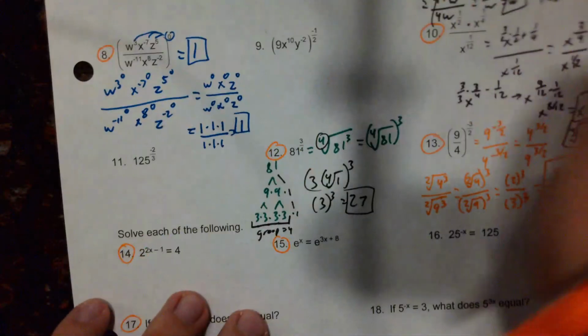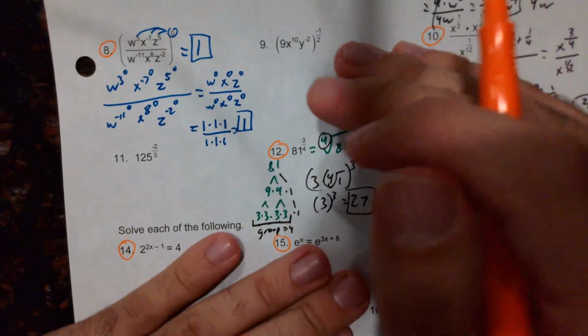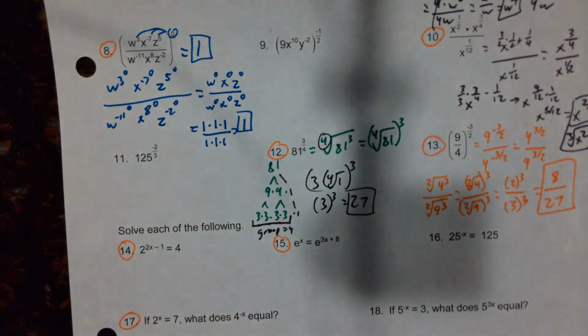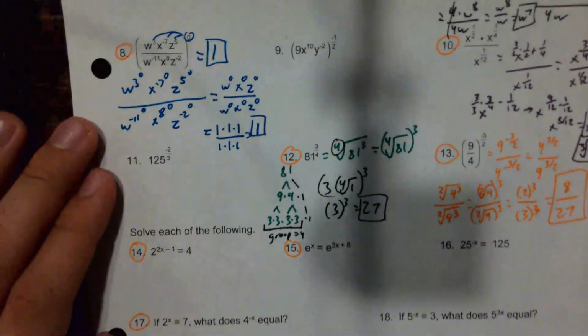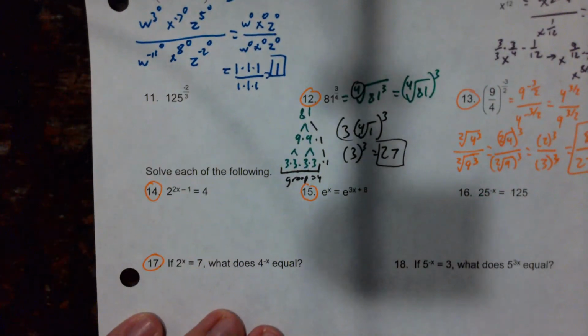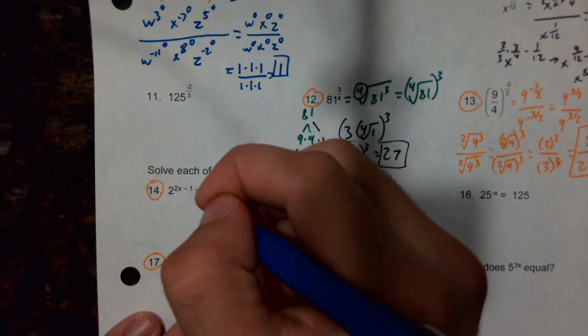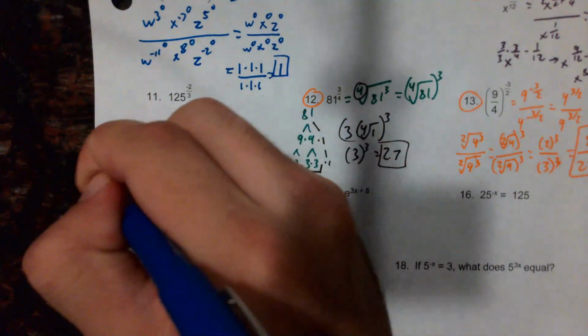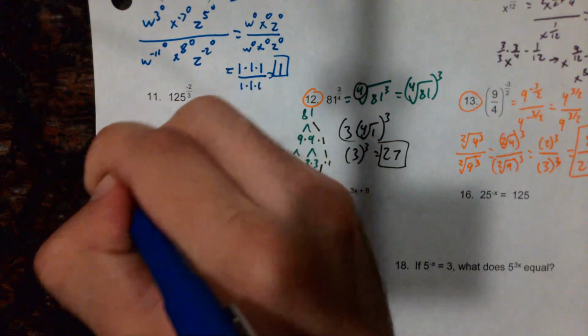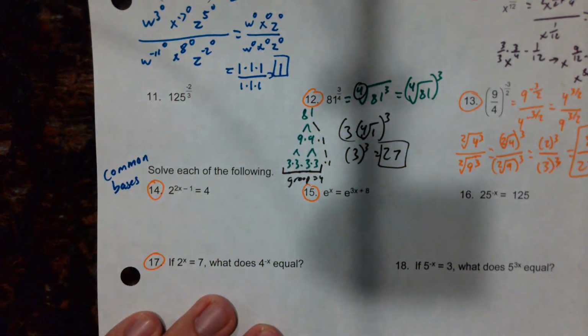So those are just simplifying expressions, right? Nothing with equal signs, so it's just simplifying expressions. And we're going to take a look here at 3 equation-based problems. So number 14, 2 to the 2x minus 1 equals 4. The first thing you have to do, you always have to have common bases, the same way you need common denominators to simplify fractions.